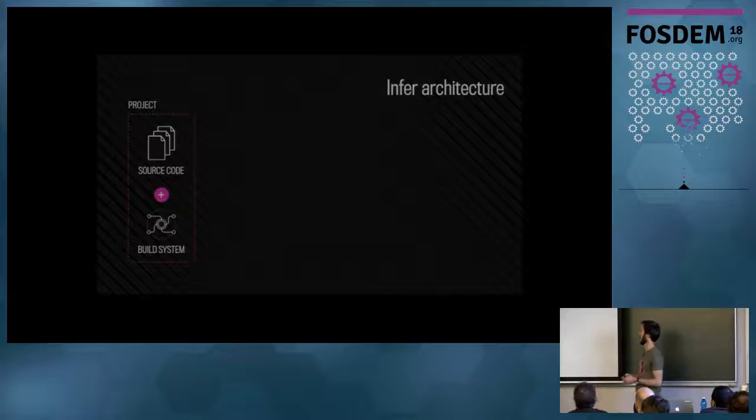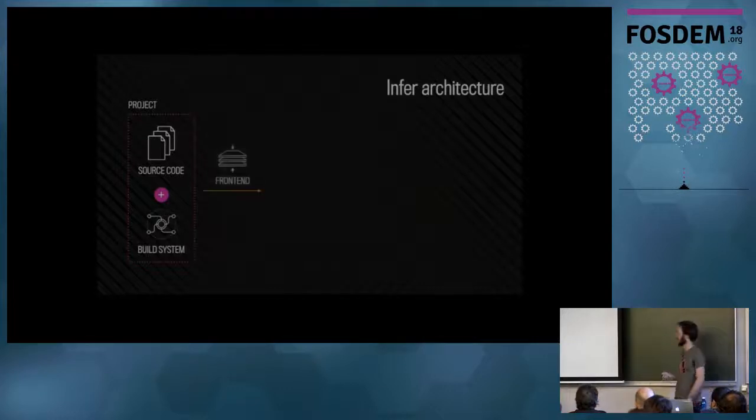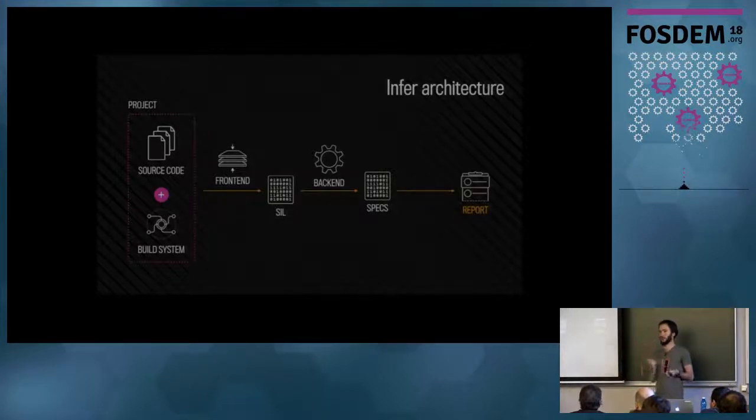OK, so Infer starts from a project, which is some source files and a build system to build these files. And it's architectured like a compiler. So there's a front end that takes source code in the source language, so Java or languages supported by Clang. And much like a compiler, it translates them into a much simpler IR, common to all languages, that is called SIL. And SIL is much simpler than Java or C++. It's just basically loads and stores and function calls and go-tos.